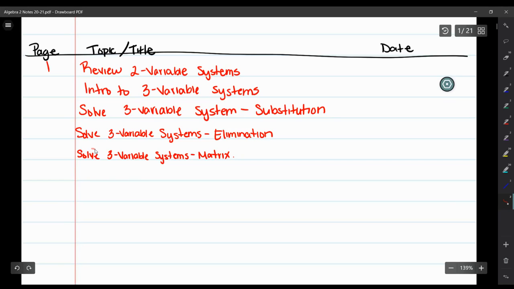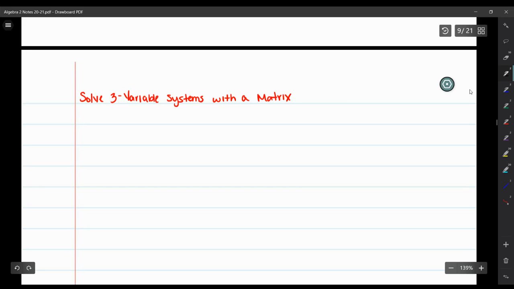Today we are going to be solving three variable systems, but this time by a matrix. This is our last method to solve systems by hand. Solving three variable systems with a matrix.